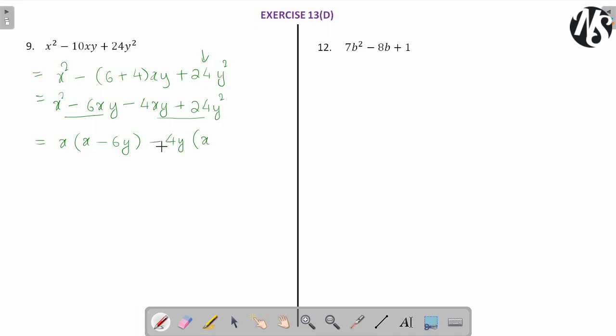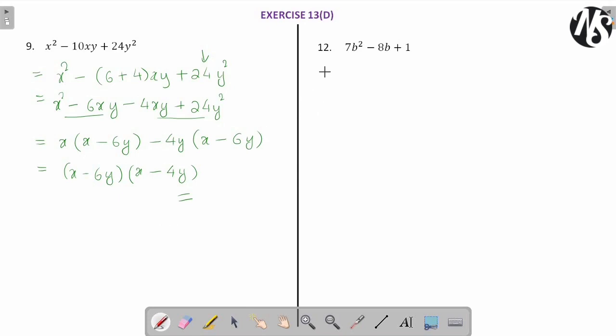So remember, when you take minus common, I told you this plus becomes minus, the sign will get reversed. Now from 24, if you take 4, you get 6, isn't it? And y is gone, so from y squared only y is left. Here also we have x minus 6y, here also we have x minus 6y. So if I take x minus 6y common, then from the first one only x is left, and from the second one, if this goes, you get minus 4y, right? So this will be my answer for this particular question.